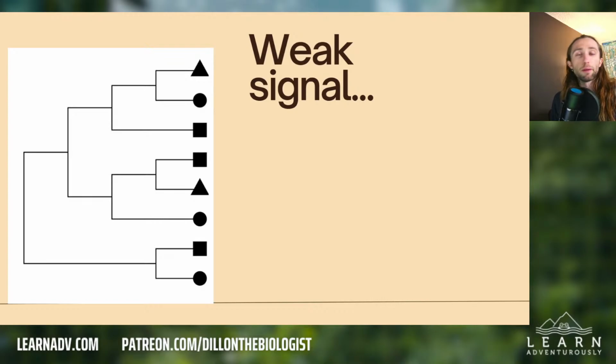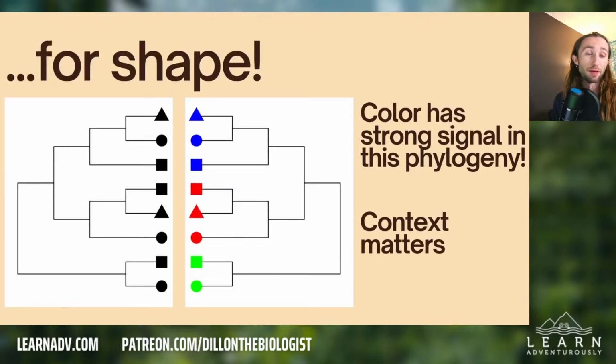But remember, we can look for signal across many different traits. And in fact, if you incorporate color into this hypothetical example, we actually see that while there is very, very weak signal for shape, color actually has very strong signal, okay? And this is something that I really want to emphasize: signal isn't just owed to the entire species, right? It is trait dependent.